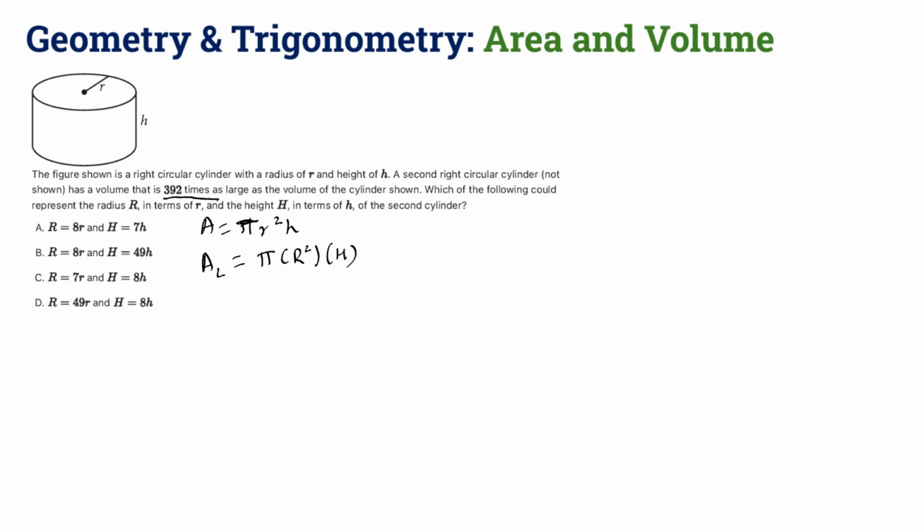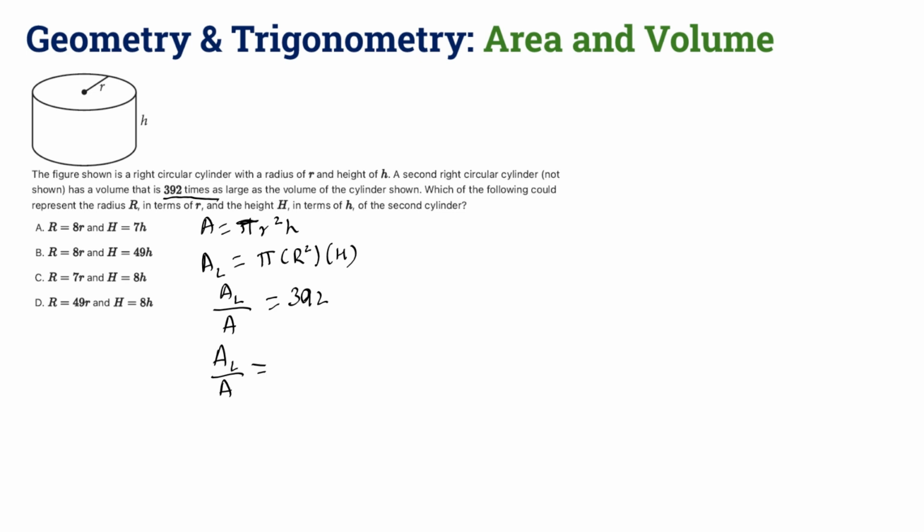Okay, so the proportion of the large cylinder area divided by the smaller cylinder is given to us as 392.